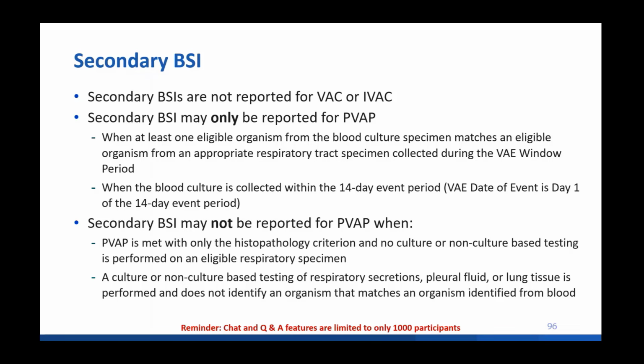Secondary BSI may not be reported for PVAP when PVAP is met with only the histopathology criterion and no culture or non-culture-based testing is performed on an eligible respiratory specimen, or a culture or non-culture-based testing of respiratory secretions, pleural fluid, or lung tissue is performed and does not identify an organism that matches an organism identified from blood. Additionally, excluded organisms identified from blood can only be secondary BSIs if PVAP is met with a matching organism in lung tissue or pleural fluid, even if identified in a blood specimen with an eligible organism that is secondary to PVAP.